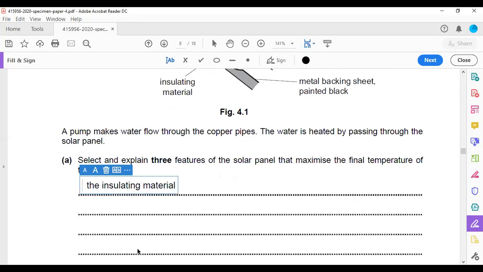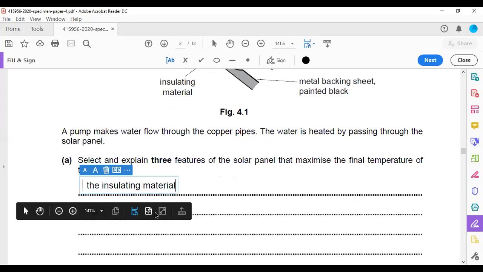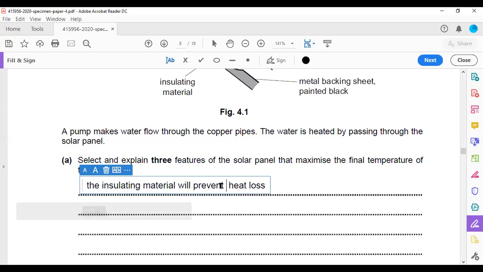Right, it would trap the heat and keep it. So the insulating material will reduce heat loss, or prevent heat loss. Prevent or reduce, anyone you want to use? I'm going to use both. Reduce heat loss in the panel, right? So that's the first one we would want to use.